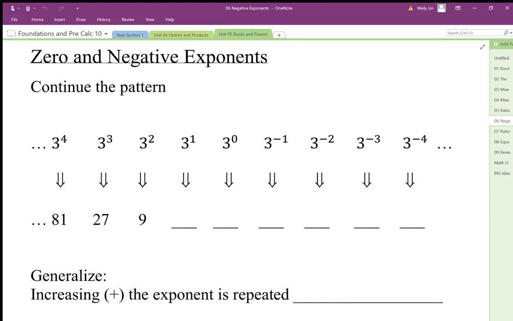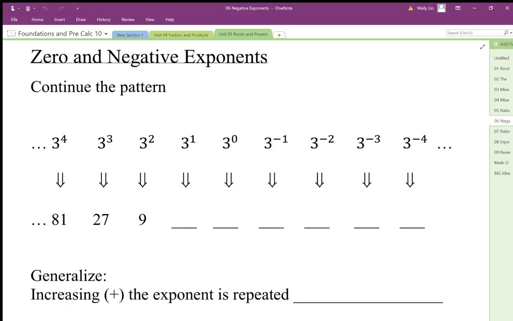So the other day we looked at roots as exponents, and roots show up as fractions or the denominator in an exponent. But what about zero and negative exponents? What does a zero exponent mean, and what does a negative exponent mean? So let's take a look at some patterns here.